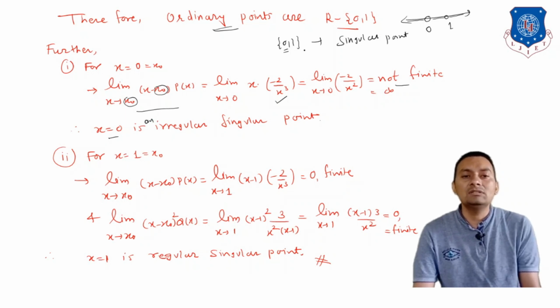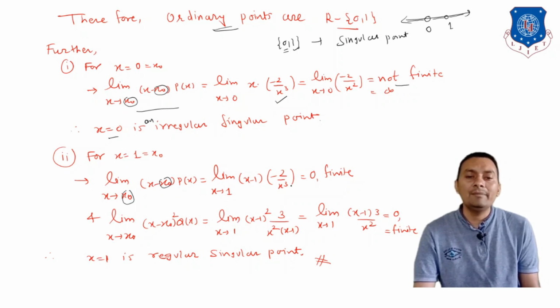Now what about the other point, x is equal to 1? Let us take x0 is equal to 1 and apply limit x tends to x0, x minus x0 times p of x, and limit x tends to x0, x minus x0 whole square times q of x. Let us start with the first, where x0 is replaced by 1. So I am going to get limit x tends to 1, x minus 1, times minus 2 divided by x raised to cube. If I replace x is equal to 1, the answer is going to be 0, and this is a finite quantity.